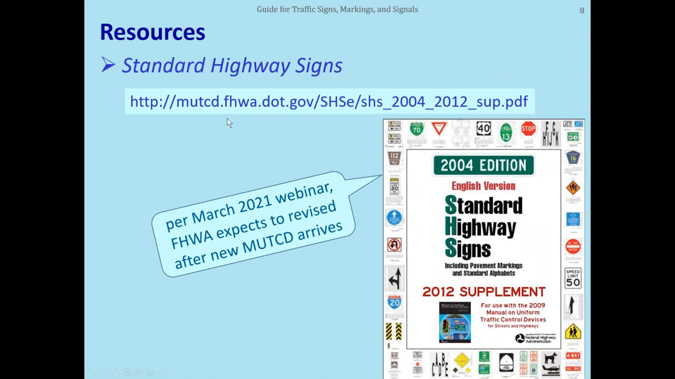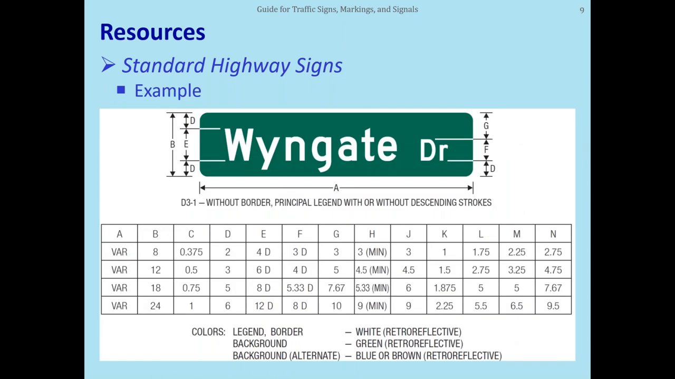The publication Standard Highway Signs. As an aside, after we get the new manual that we're again guessing will happen in 2022, that will probably be followed by a new version of Standard Highway Signs sometime afterward. Here's an example of what you find in Standard Highway Signs.